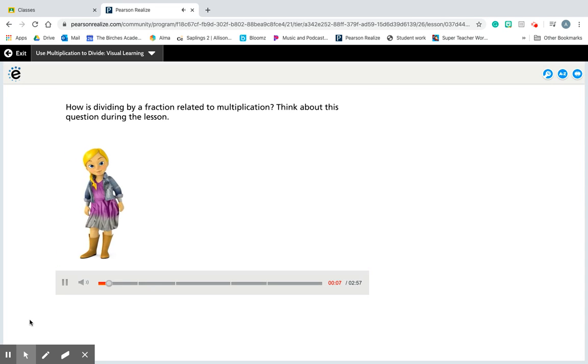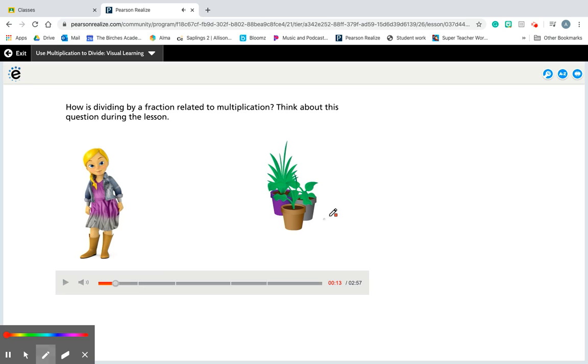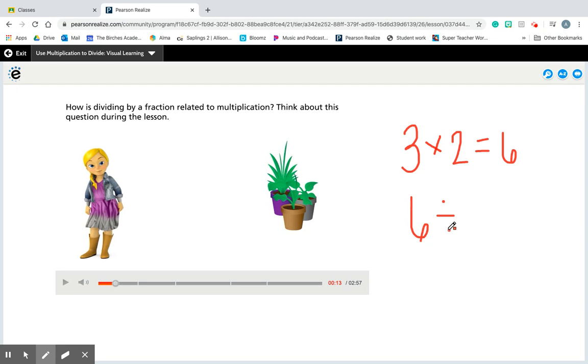How is dividing by a fraction related to multiplication? Think about this question during the lesson. Okay, so we know that multiplication and dividing go together because they're the opposite of one another, or they're inverse of each other. So 3 times 2 is 6. 6 divided by 2 is 3. So division is the opposite of multiplication. Going backwards, you could write a division equation, just like subtraction and addition are the opposite of each other as well.